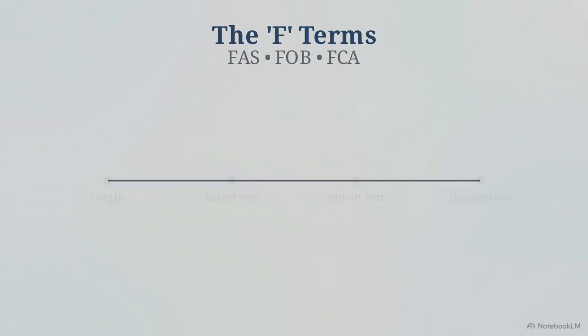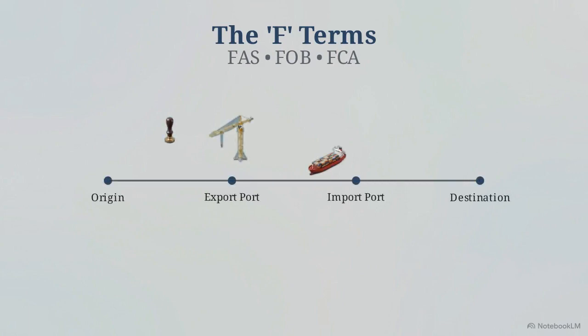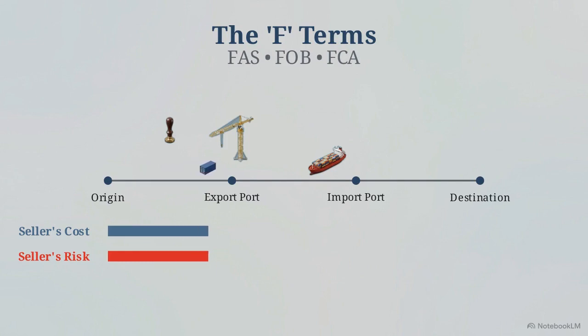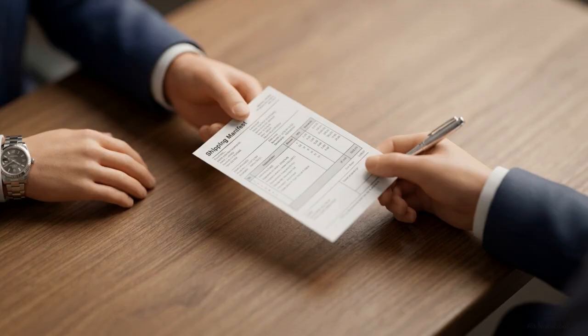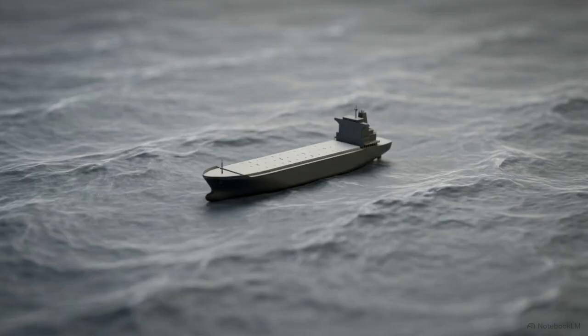This brings us to the middle ground, the F terms, which include FAS, FOB, and FCA. Under F terms, the seller pays the costs and holds the legal risk strictly until the cargo is handed over to the main carrier at the export port. At that exact geographic location, the seller's liability ends. The buyer then takes over. The buyer controls the main leg of carriage, negotiates the ocean freight rates, pays the shipping line, and assumes all risk of loss while the vessel is at sea.